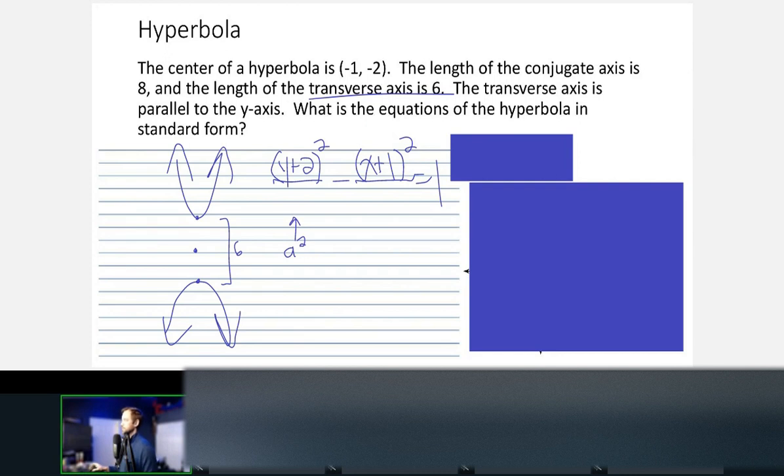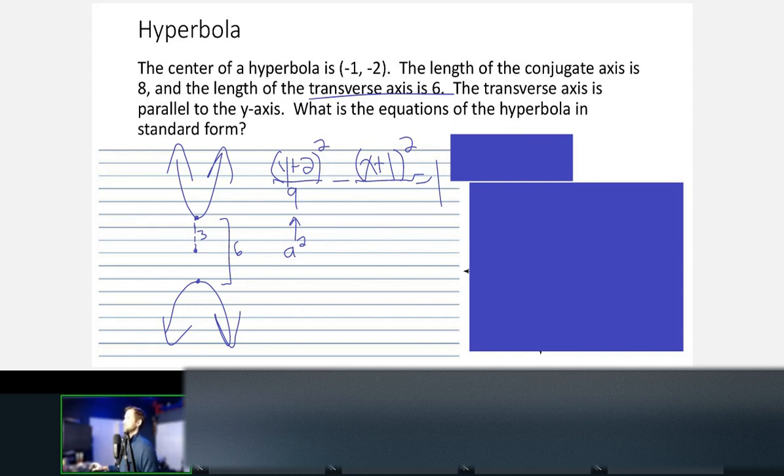Yeah, a is 3. So half of the distance, half of 6 is 3. So from center to this major vertex, this is a length of 3. That's your a value. So a equals 3. So 3 squared is 9.